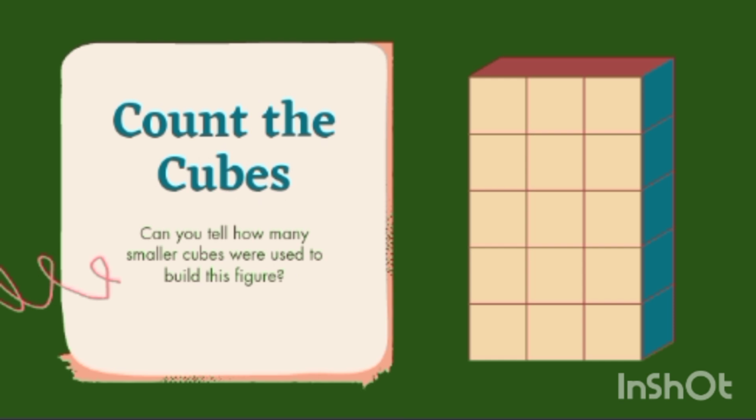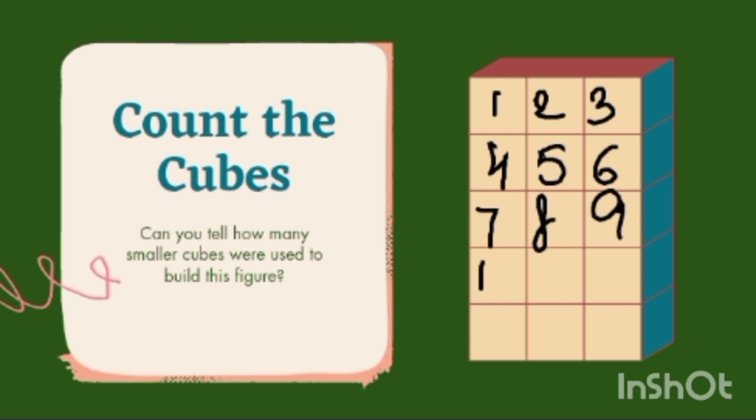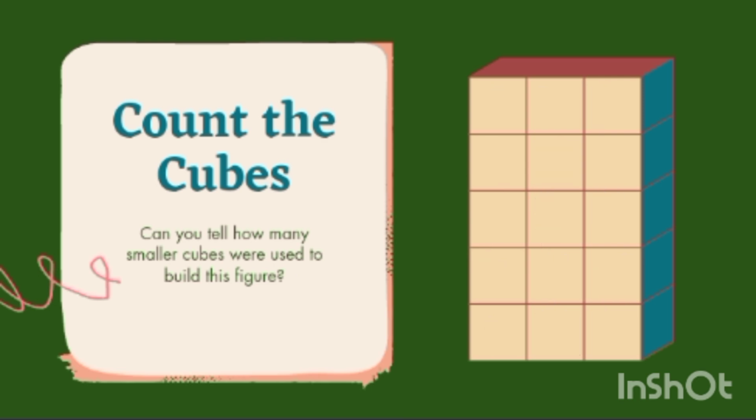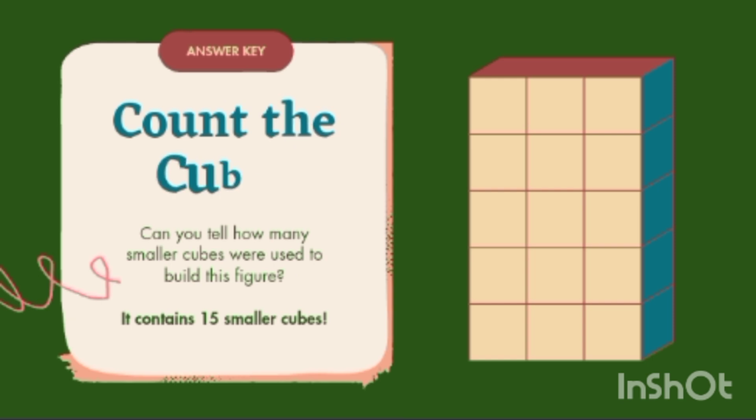Okay, let's start. Can you tell me how many smaller cubes were used to build this figure? Let's just count. So we have here 1, 2, 3, 4, 5, 6, 7, 8, 9, 10, 11, 12, 13, 14, and 15. So here we have 15 smaller cubes in this figure.